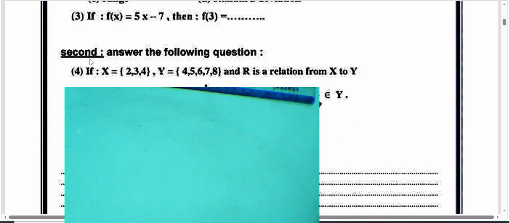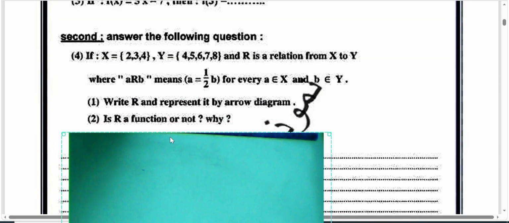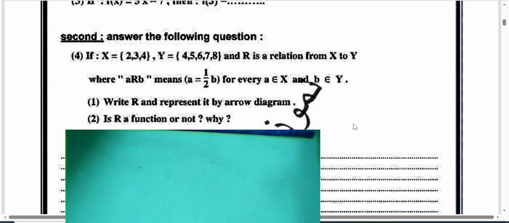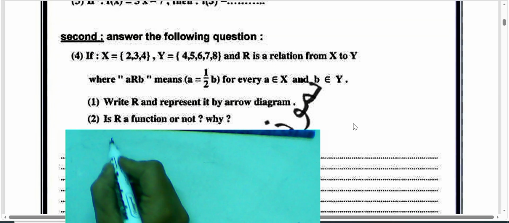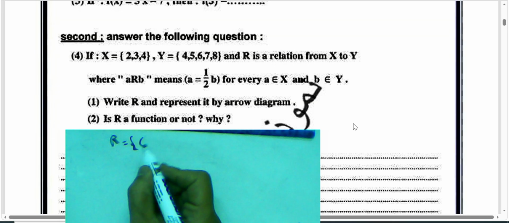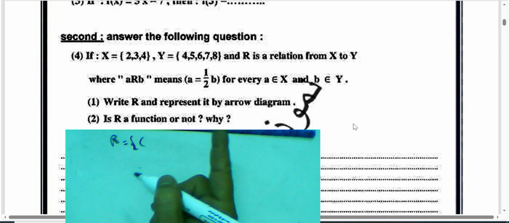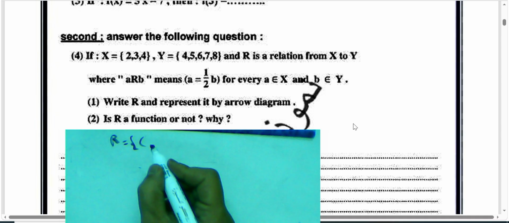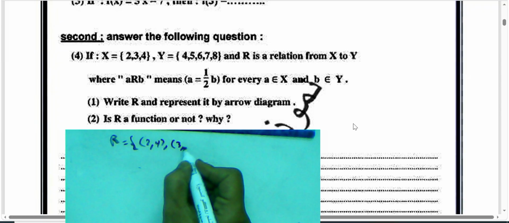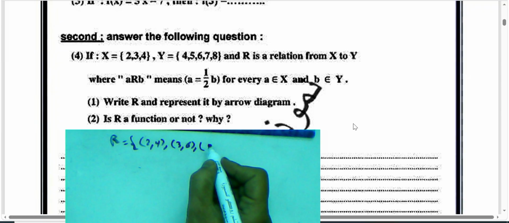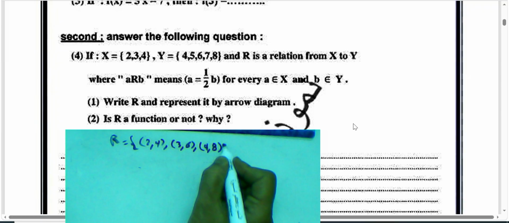Next question. We have x and y, and we want to find the relation between x and y. The relation is x equals half of y. Each element in x is half of the corresponding element in y: 2 is half of 4, 3 is half of 6, and 4 is half of 8.